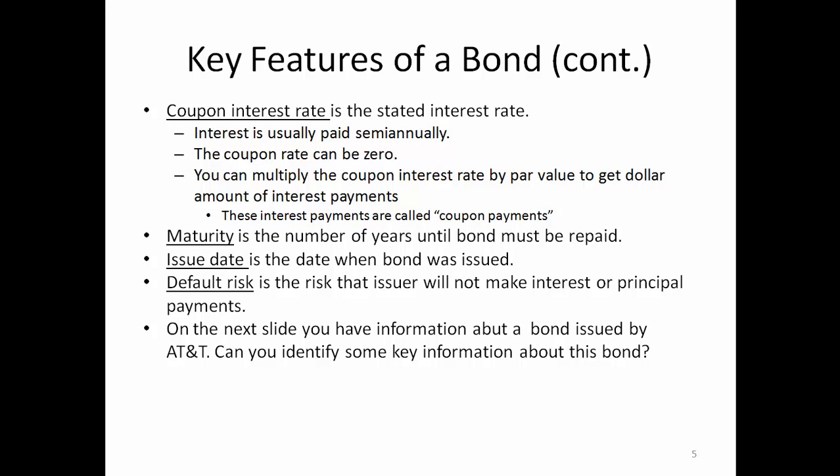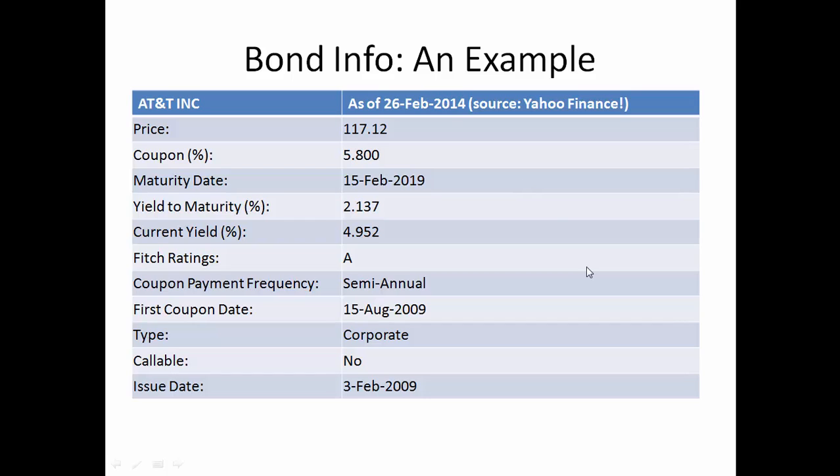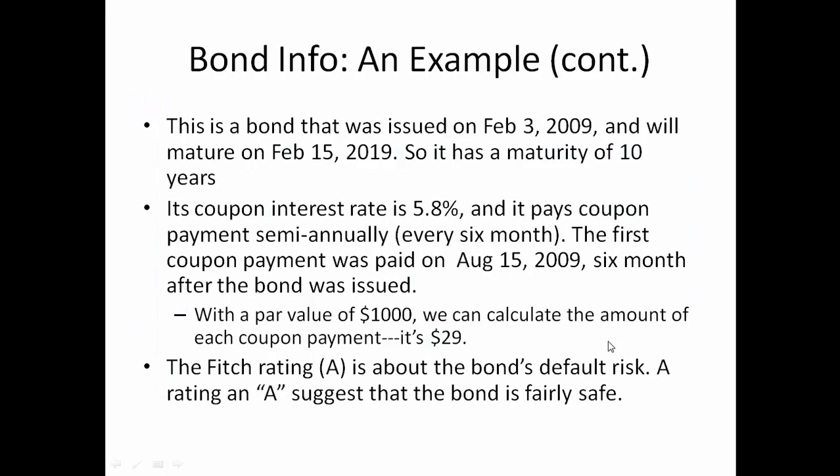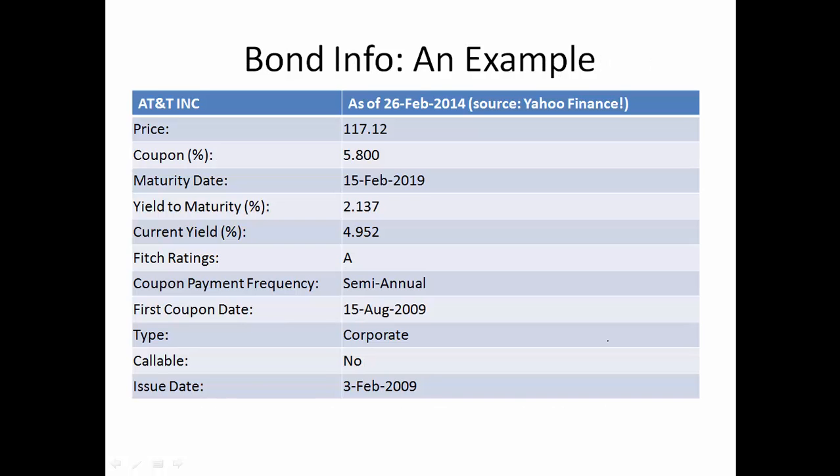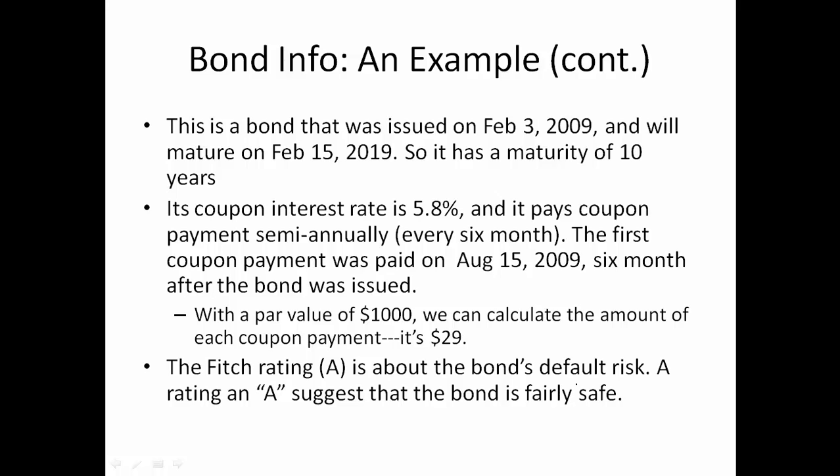On the next slide, you have information about a bond issued by AT&T. So we'll try to identify some key information about this bond. So let's take a look. This is a bond that was issued on February 3rd, 2009 and will mature on February 15th of 2019, so it has a maturity of 10 years. So this is the maturity date and issue date. Its coupon interest rate is 5.8% and it pays coupon payments semi-annually, or say every 6 months. The first coupon payment was paid on August 15th of 2009, which is 6 months after the bond was issued.